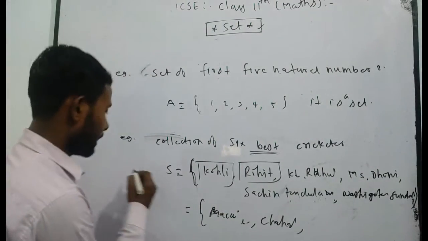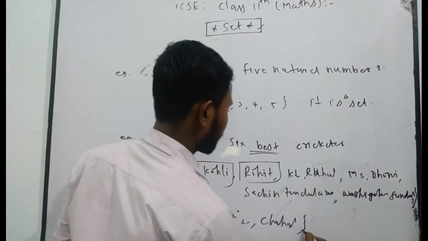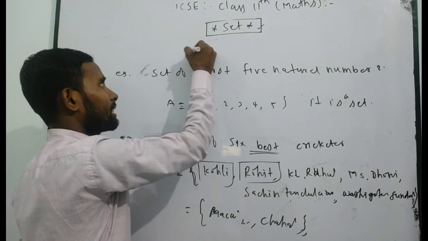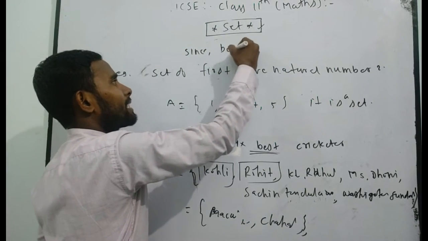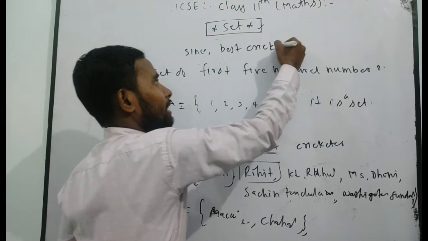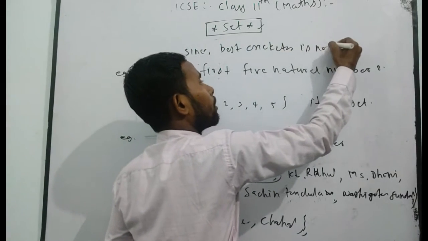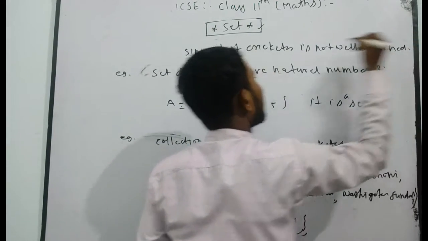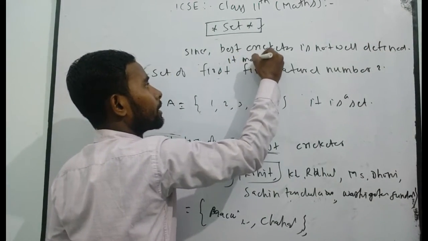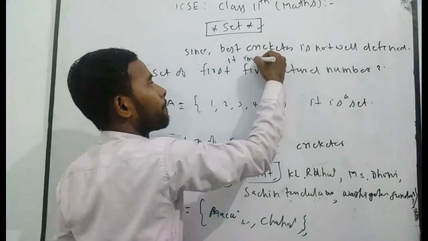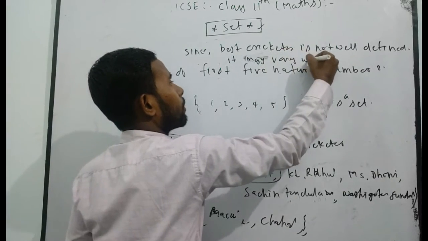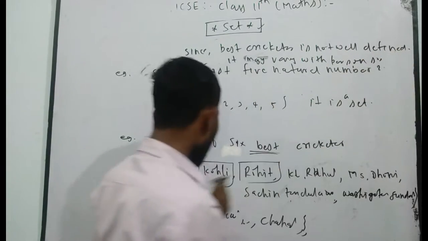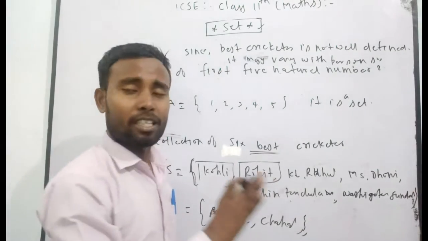Similarly, you can write a reason for this question. You can write a reason. Since best cricketer is not well defined, it may vary with person. So the collection of 6 best cricketers is not a set.